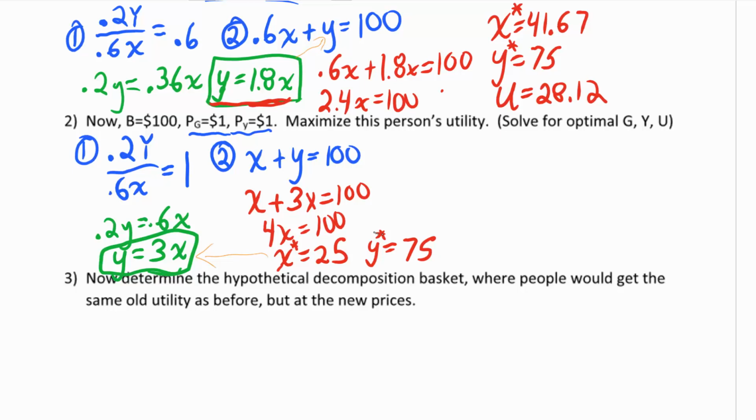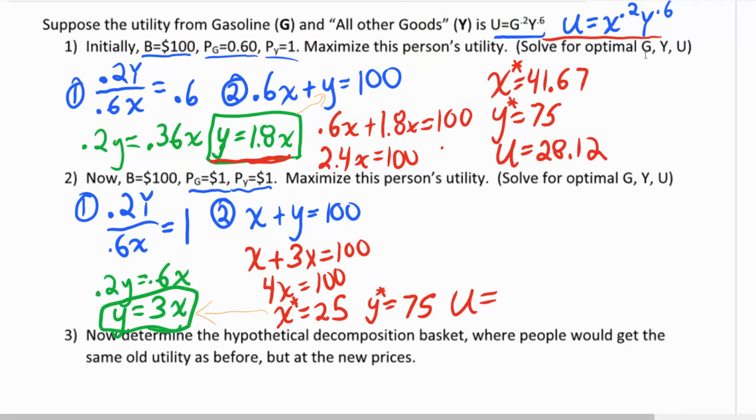Let's see how much utility that's going to give us. Plug it back into that utility function. So now x is 25, so 25 raised to the 0.2 power times 75 raised to the 0.6 power, and this person is less happy. 25.39 is their utility. So when countries do this, of course, their people are unhappy. So what could we do about that? Well, we'll talk about that in a minute.